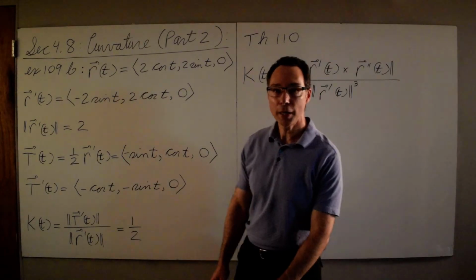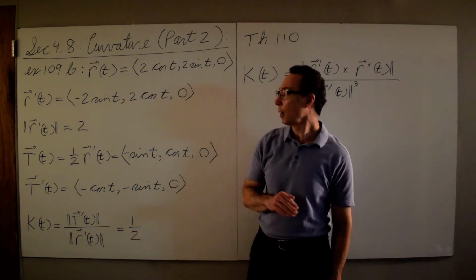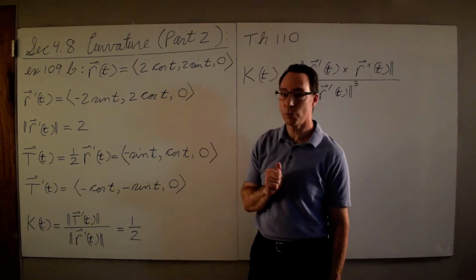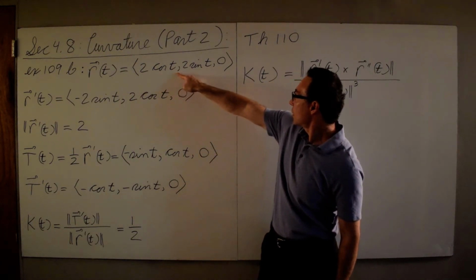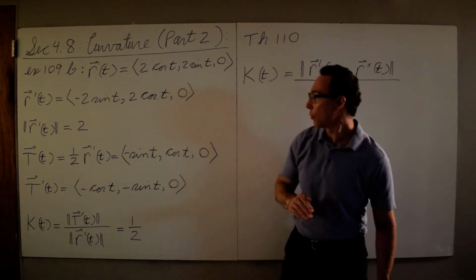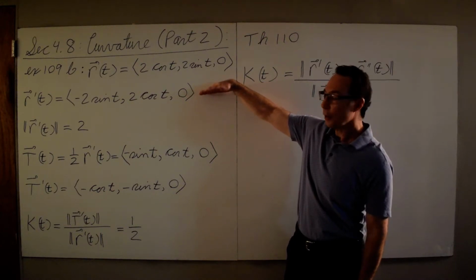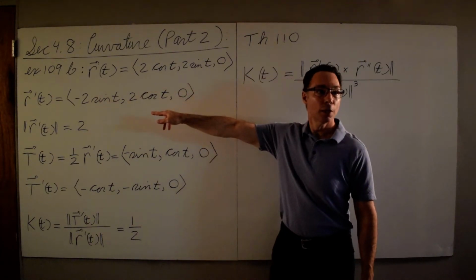This is the second video on section 4.8, curvature. So we're going to start by looking at part B of example 109. Our function is 2 cosine t, 2 sine t, 0. Calculate the derivative of our vector valued function, and we have negative 2 sine t, 2 cosine t.